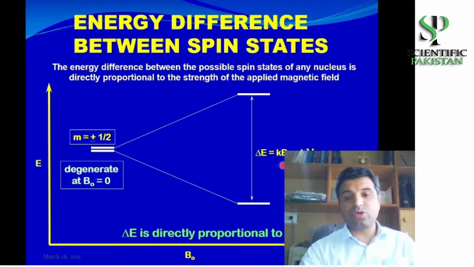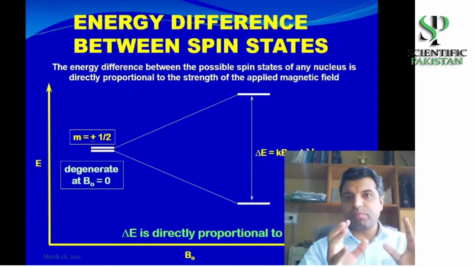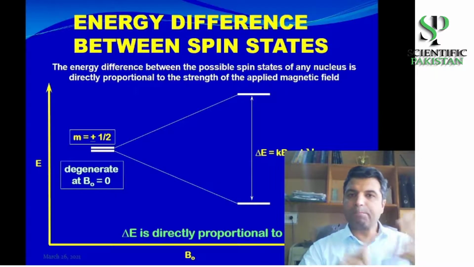And you also know another equation, that del E is equal to h mu. h again is the Planck's constant and mu is the frequency. So del E is directly proportional to frequency. Which frequency? I'll tell you later which frequency this is. But there are a few relationships that you need to understand and remember. The first one was between B naught and omega. So Larmor frequency is directly proportional to B naught. Here, the difference of energy between the spin states is also directly proportional to B naught.